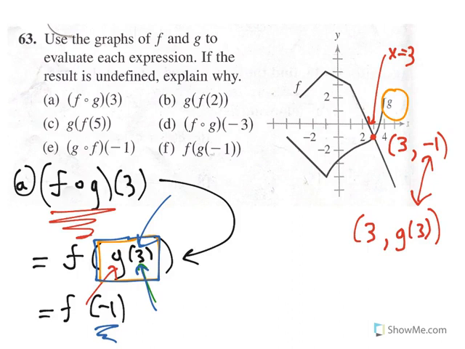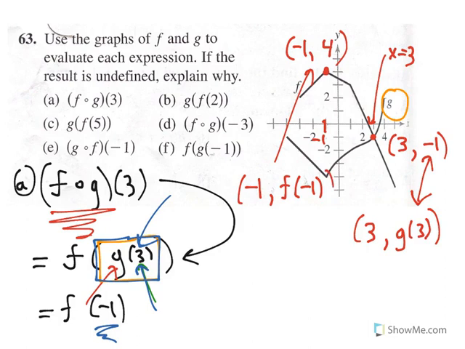So when the input is negative 1, what is the output? You look at this point on the graph of f, which has an x coordinate of negative 1 and a y coordinate of positive 4. So this point is negative 1 and f of negative 1. Remember, f of negative 1 is the y coordinate. So what is f of negative 1? It is equal to 4. And that's the answer that you have.